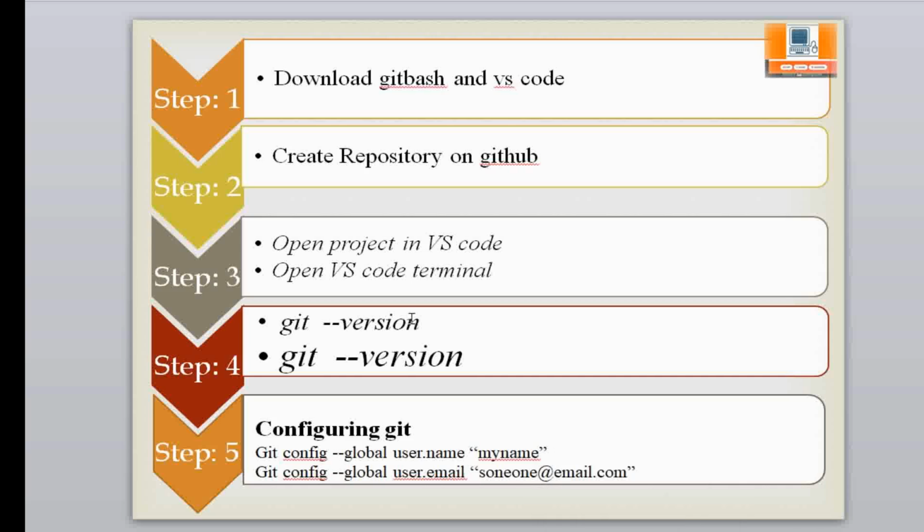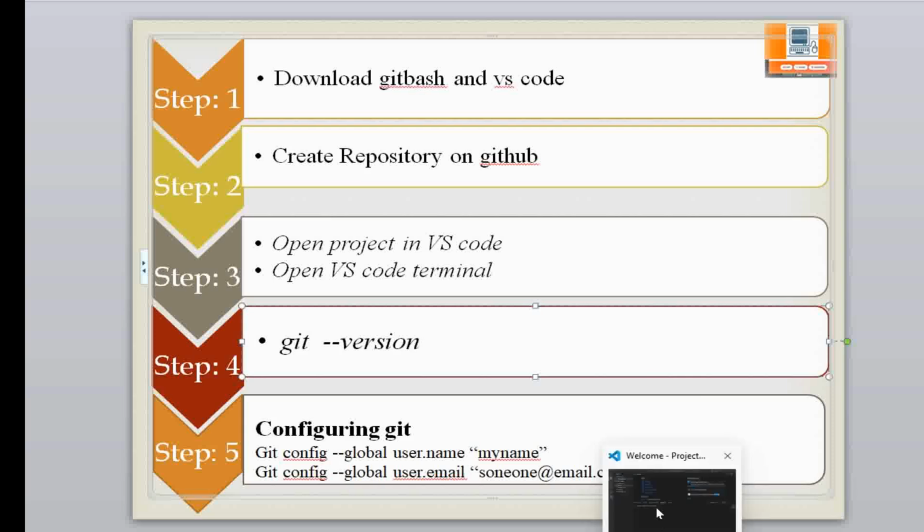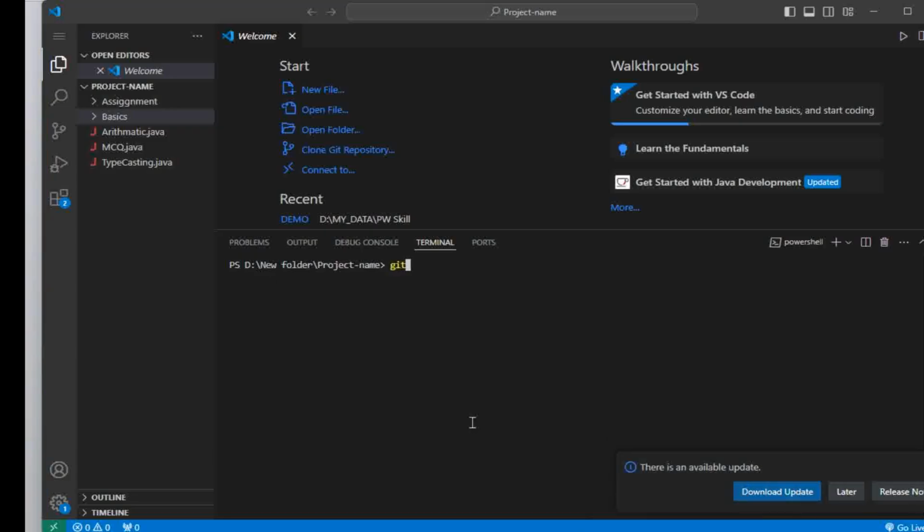After that, in the VS Code terminal, type git --version. You have to type it only once. It shows the Git version you have downloaded on your laptop or PC. If you get any error with this command, you have not downloaded it properly, so please download it again.